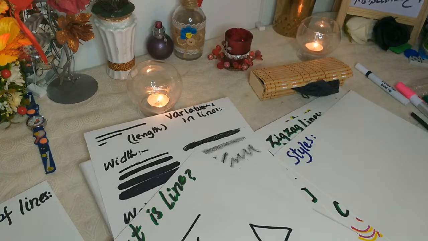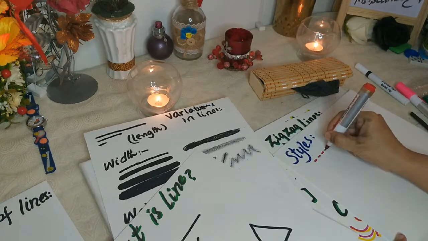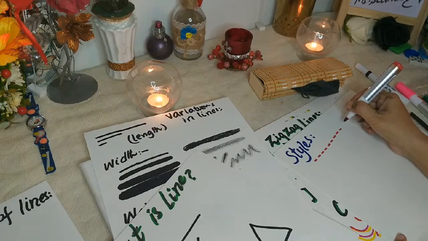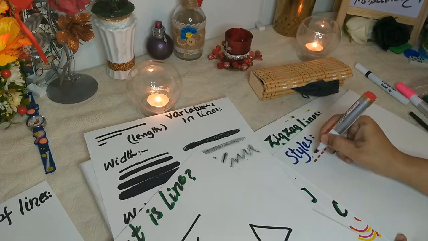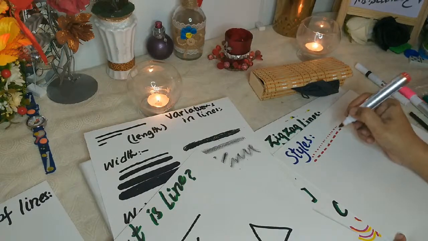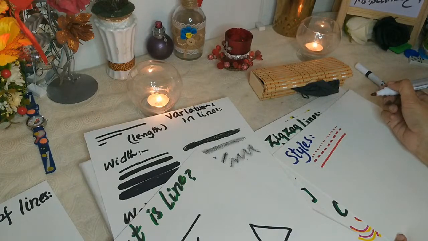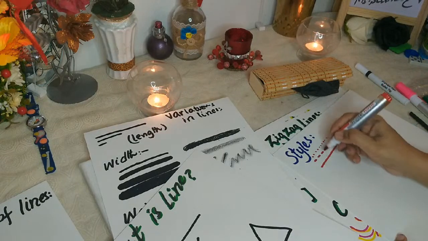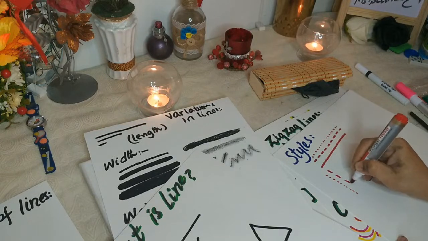Okay, I am going to use this red color marker as we are talking about the styles. Going to create these dotted lines. This is going to be called a dashed line. A dotted line is going to be completely done with dots, and then a complete straight line.